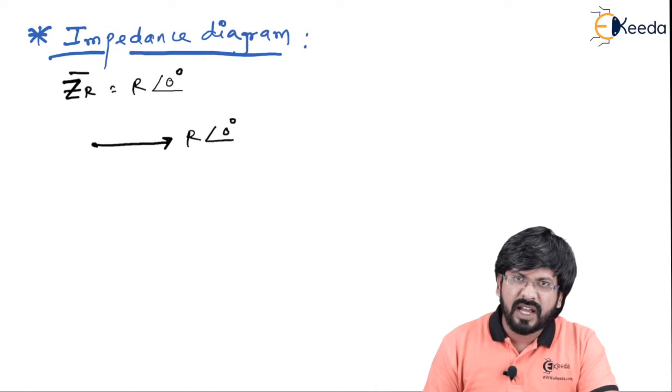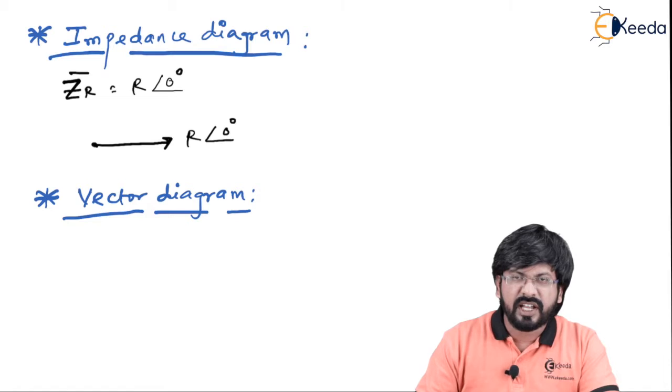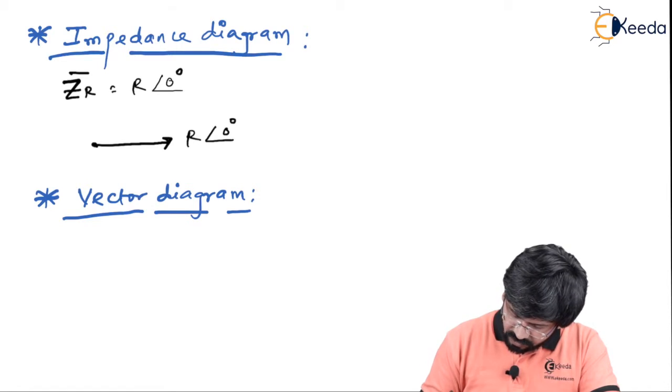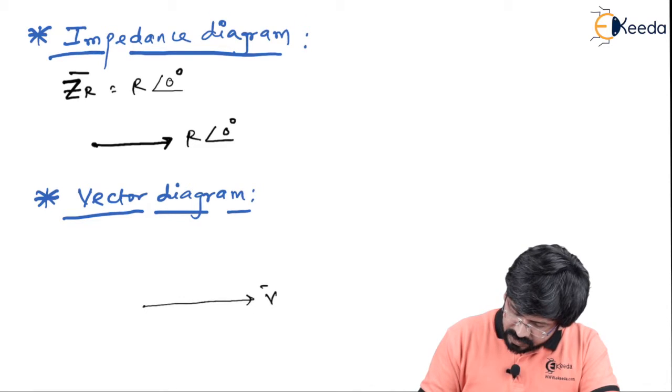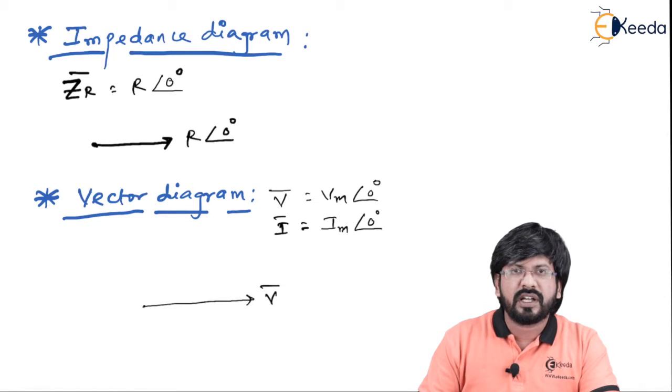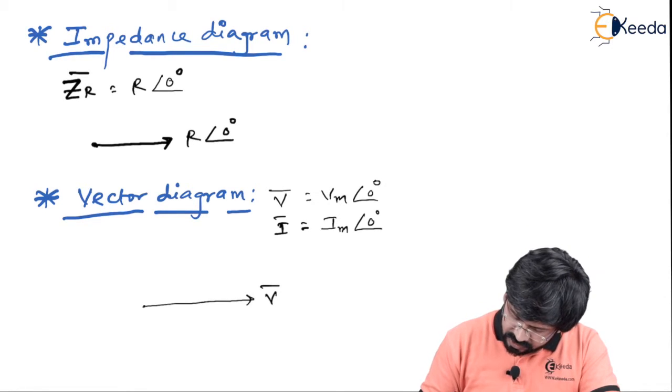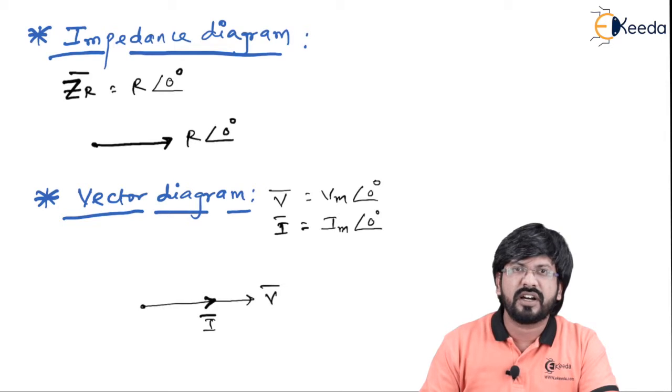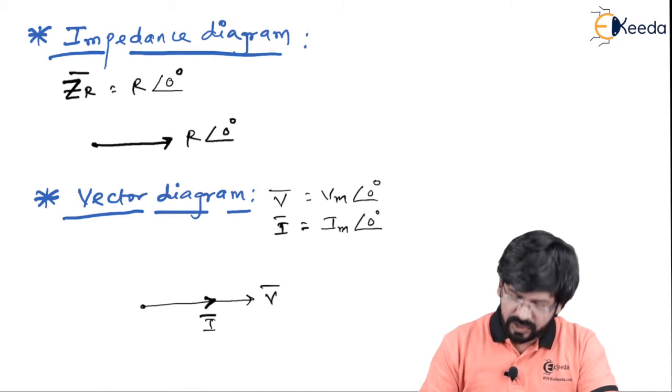After this, we will have the vector diagram now. Vector diagram means, first of all, we will draw the V vector. If you remember, V vector was Vm at an angle of 0 degree and I vector was also Im at an angle of 0 degree. What does that mean? Voltage vector and current vector are in the same phase, which is 0 degree. So I can represent the I vector here. As you can see, both of them share the same phase, that is the common phase, 0 degree.